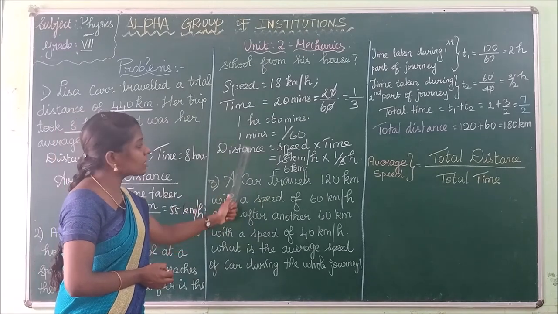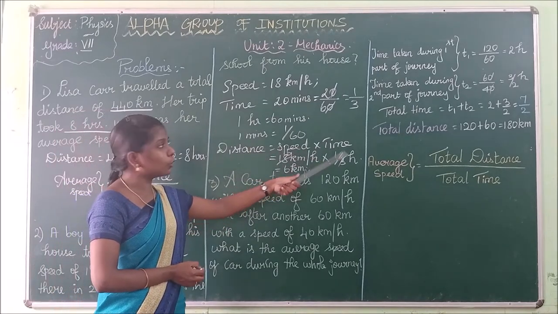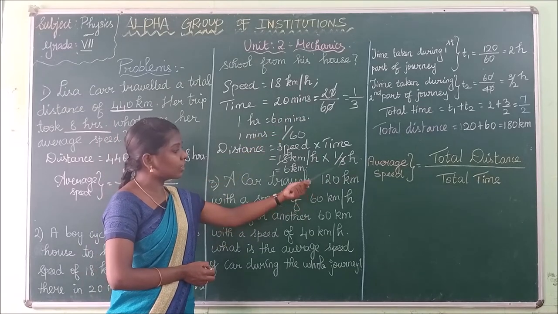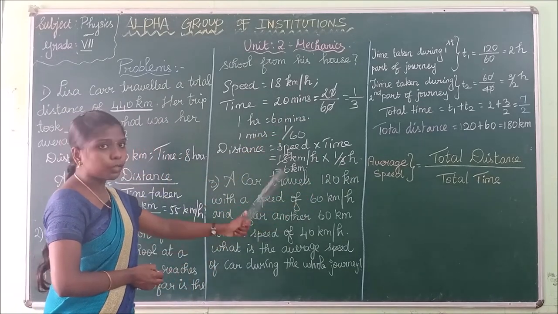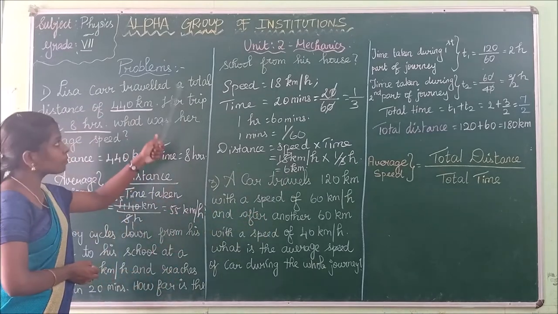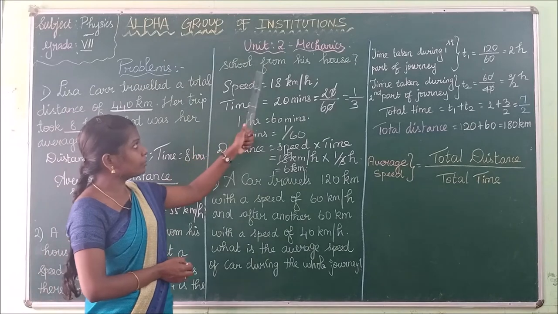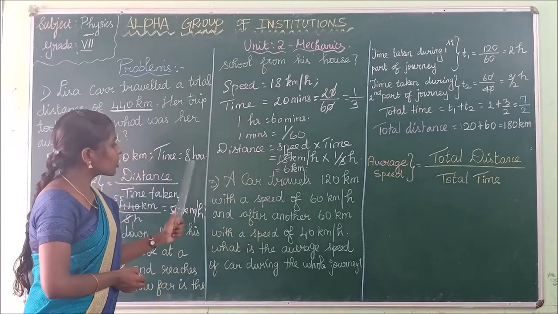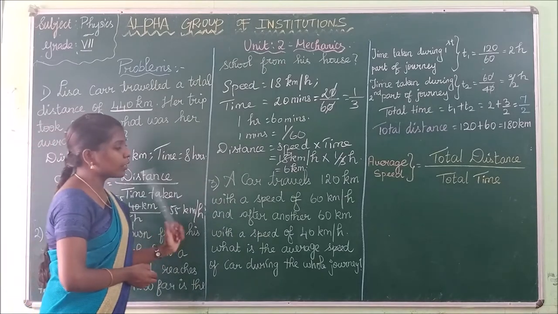Substitute in the formula. Distance is equal to speed into time. 18 km per hour into 1 by 3 hour. If you cancel this, the answer will be 6 km. So the distance of school from his house is 6 km. Yes. We shall see the third problem. I will read the question for you.